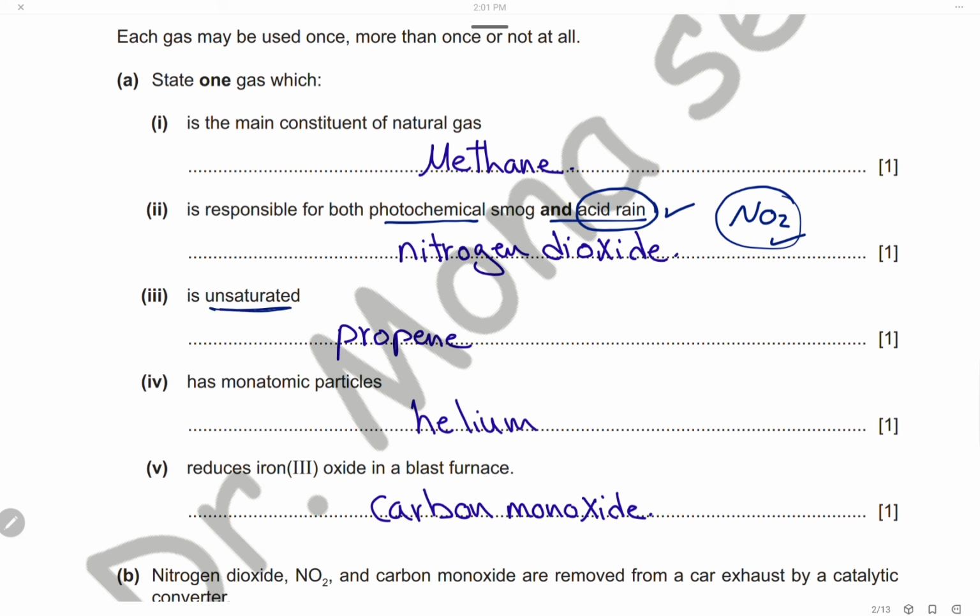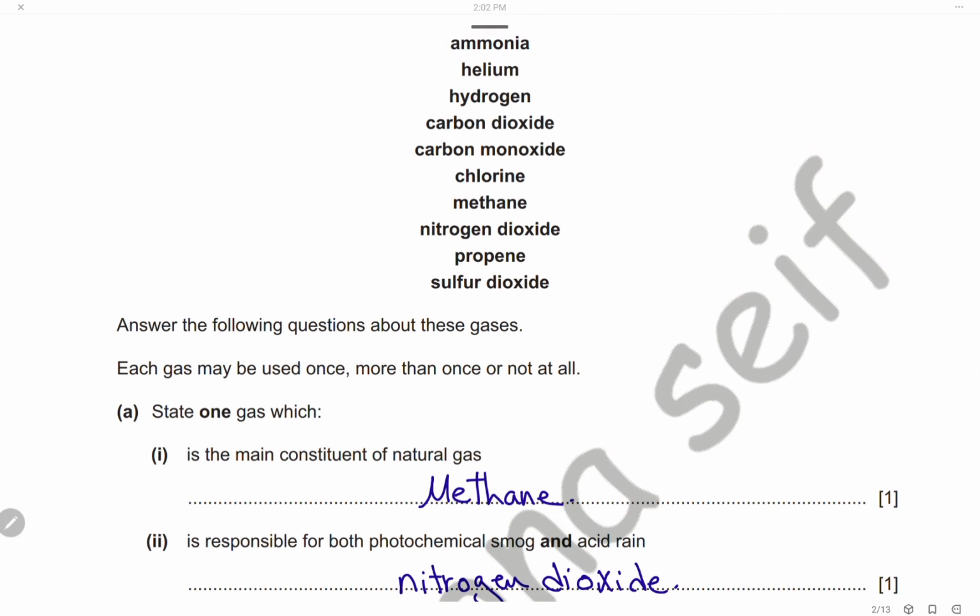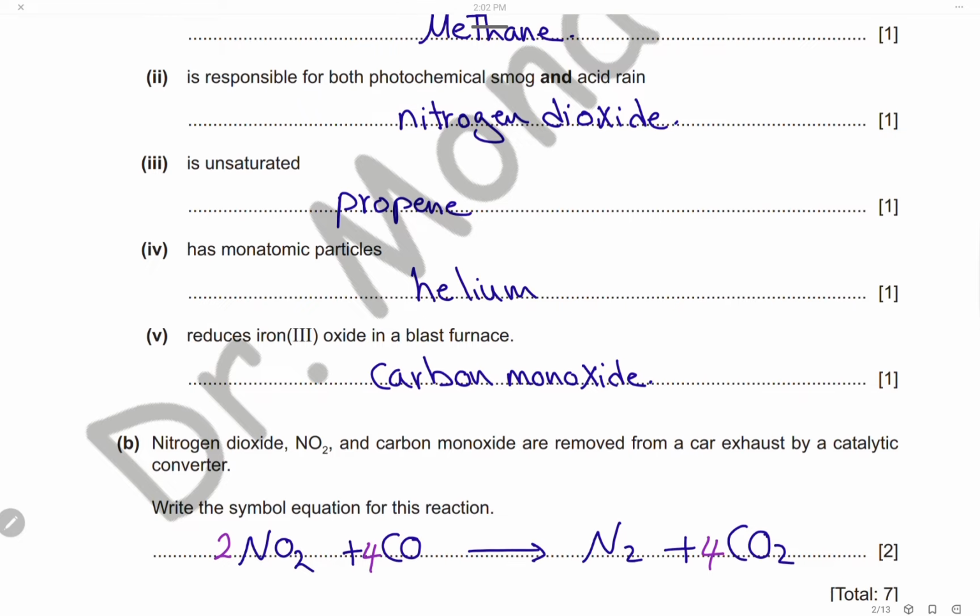Which gas is unsaturated? Unsaturated means it has a double bond. It's an alkene, so the suffix "ene" here represents alkene. The answer will be propene. Which gas has monoatomic particles? Monoatomic means it exists as single atoms. Noble gases exist as single atoms. Here in the list we have helium, which is a noble gas, so the answer will be helium.